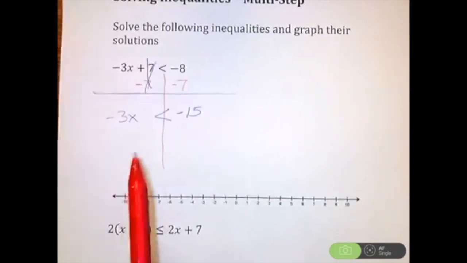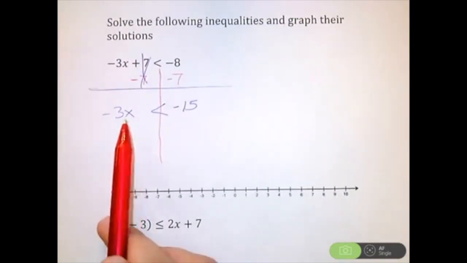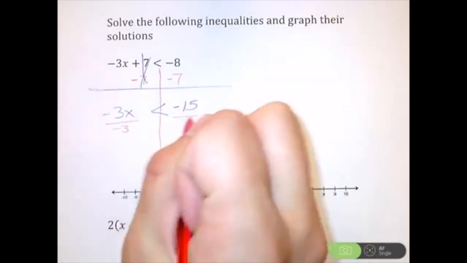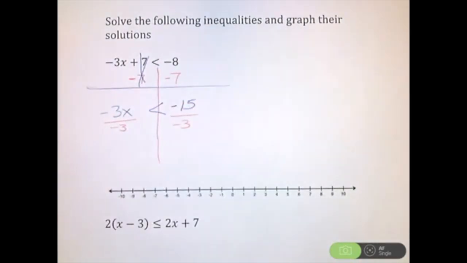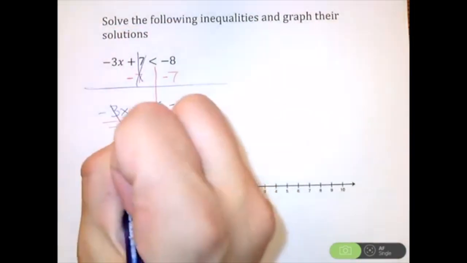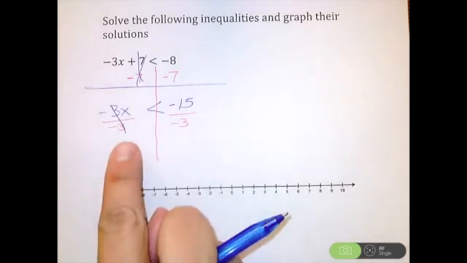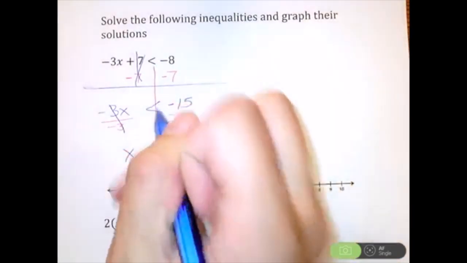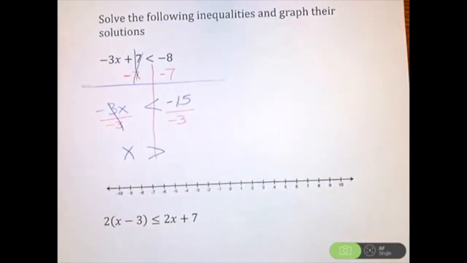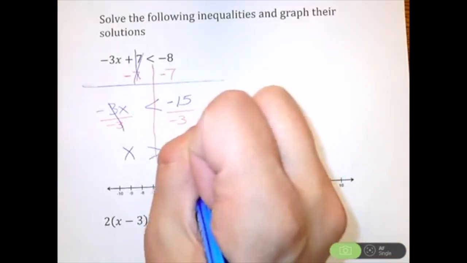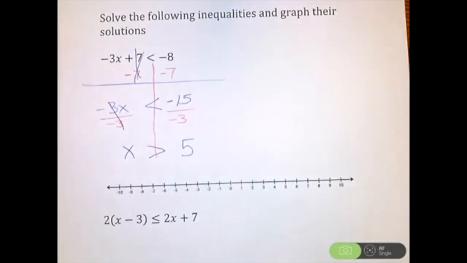Got to keep going. Got to try and get x by itself. Got to get rid of this -3, so we're going to divide by -3, divide by -3. When we do that, these -3s are gone, and I just have an x here. But notice, I just divided both sides by a negative number. When I do that, we need to flip the inequality and open it the other way. On the right side, -15 divided by -3 is +5.